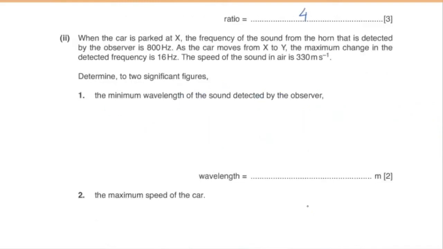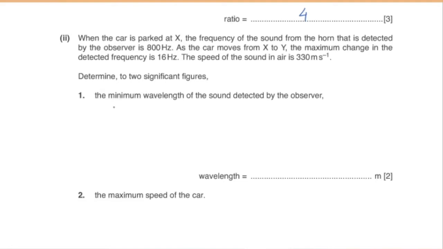Part 2, when the car is parked at X, the frequency of the sound from the horn that is detected by the observer is 800 Hz. As the car moves from X to Y, the maximum change in the detected frequency is 16 Hz. The speed of the sound in the air is 330 meters per second. Determine to two significant figures the minimum wavelength of the sound detected by the observer.